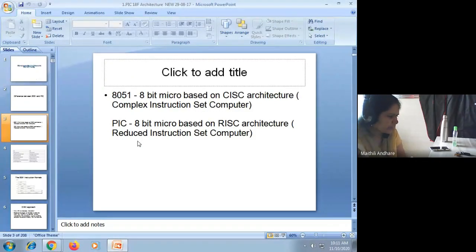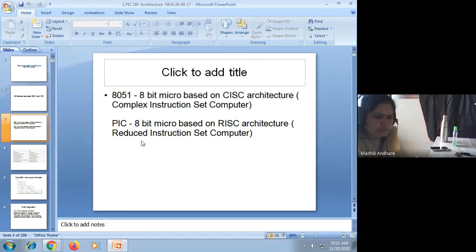Both have some disadvantages as well as some advantages. Fewer instructions means straightforward instructions are not available for a particular task, meaning the user needs to write the logic for it. Whereas in the 8051 microcontroller, the instruction is directly available, which comes under the complex instruction category, and we can use that instruction to perform a particular operation.